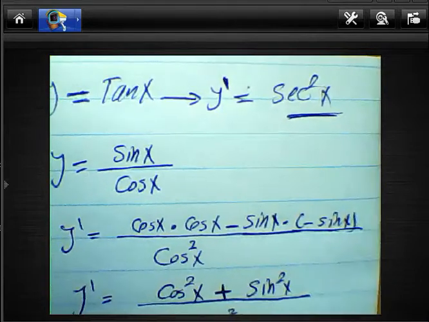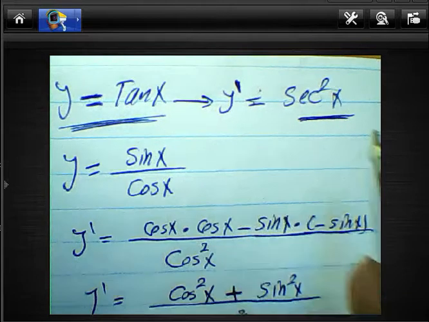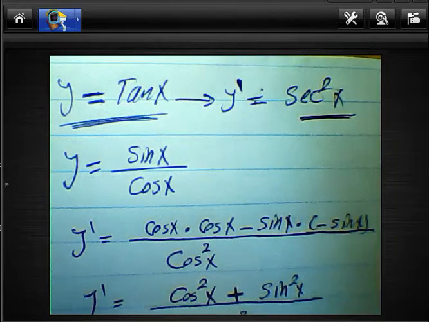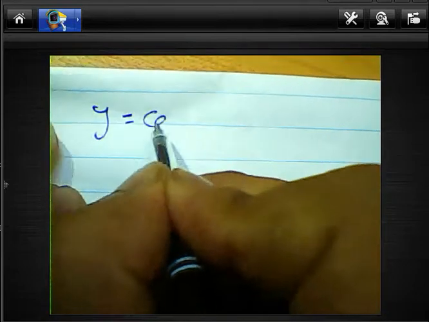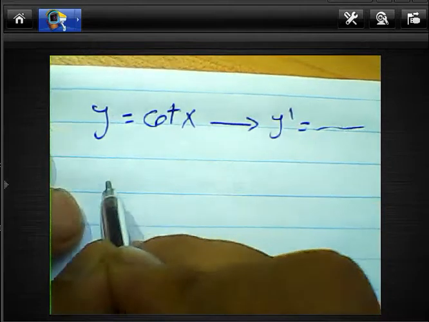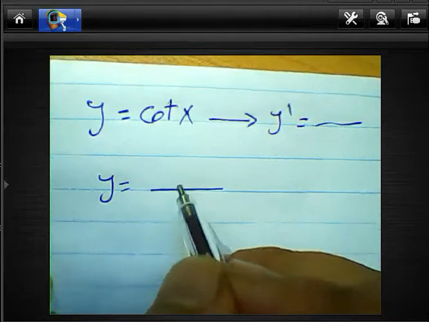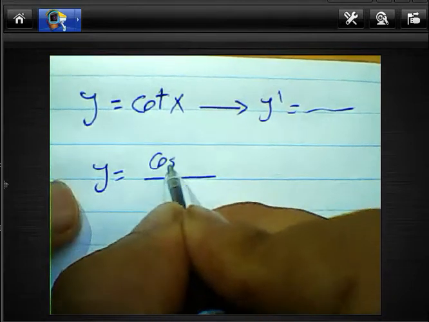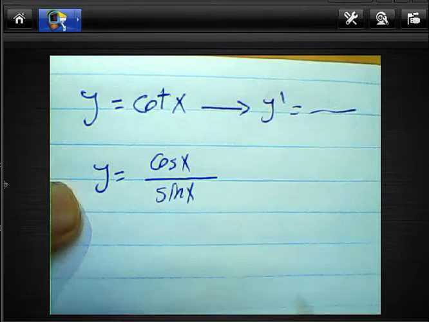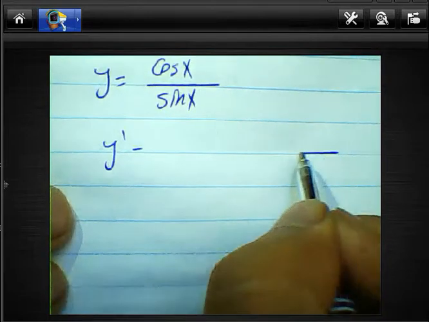You must know this derivative in your mind. The derivative of tan will be sec squared x. Okay. And what about the derivative of cotan? We know if y equals cotan x, we want to find y dash. So y equals cotan equals what? Cotan equals cosine x over sine x, and we can differentiate this function.